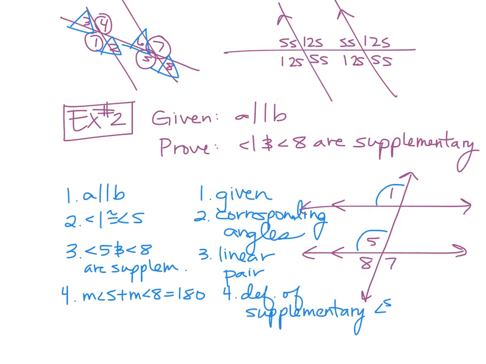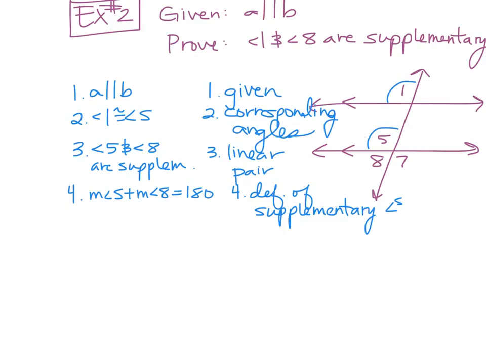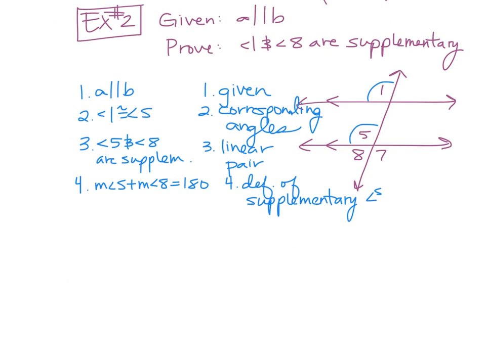Okay, so I know that angle 5 plus angle 8 equals 180. And if we look up here, we knew at the beginning that 1 is congruent to 5. So what if I said the measure of angle 1 plus the measure of angle 8 is 180? How do I know that? What did I just do? Substitution. I took out the 5 and I put in the 1 because I know that 1 and 5 are congruent. So I would say this is substitution.